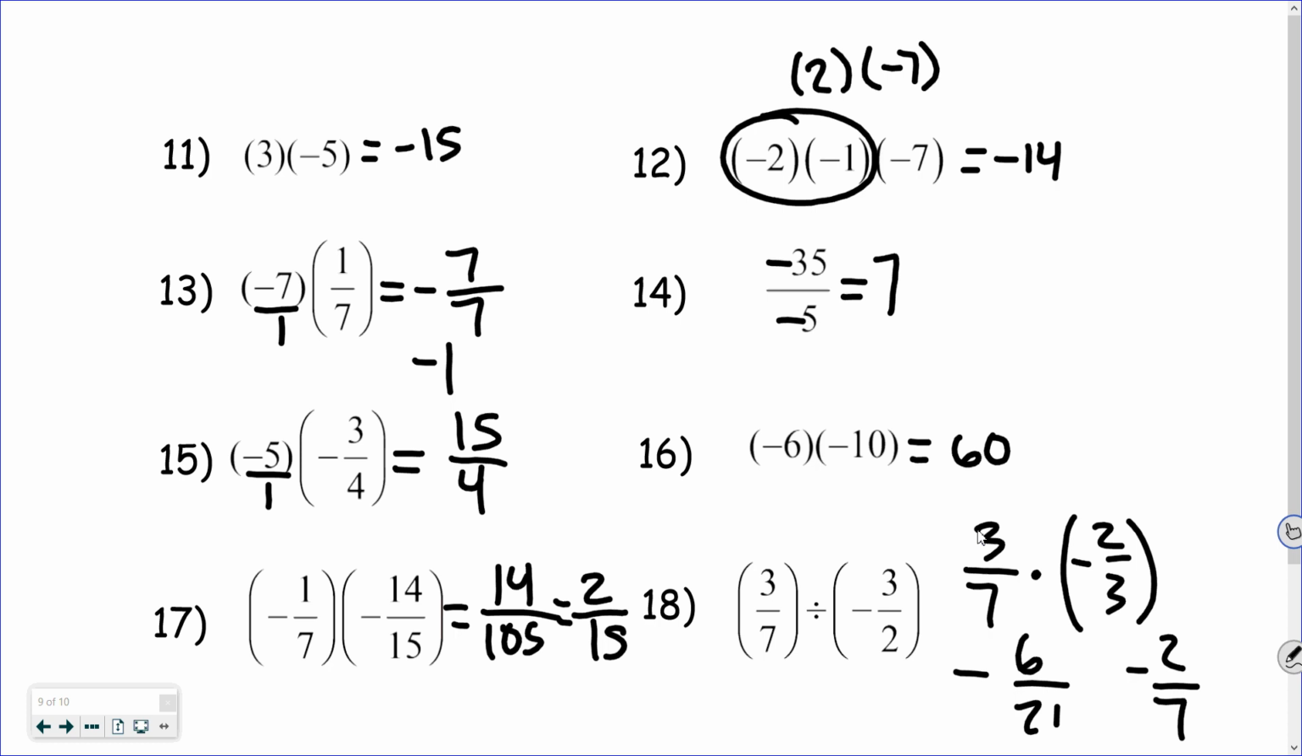As a side note, when you go to multiply, if you notice you have a factor of 3 on top and the bottom, you can just cancel those out. All right, that gives us 2 over 7, or negative 2 over 7.